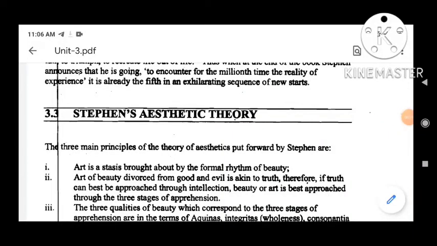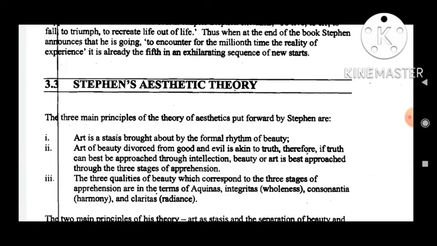So again friends, I will tell Stephen's aesthetic theory. The three main principles of the theory of aesthetics put forward by Stephen are: art is a stasis brought about by the formal rhythm of beauty. Okay, so art is a stasis brought about by the formal rhythm of beauty.